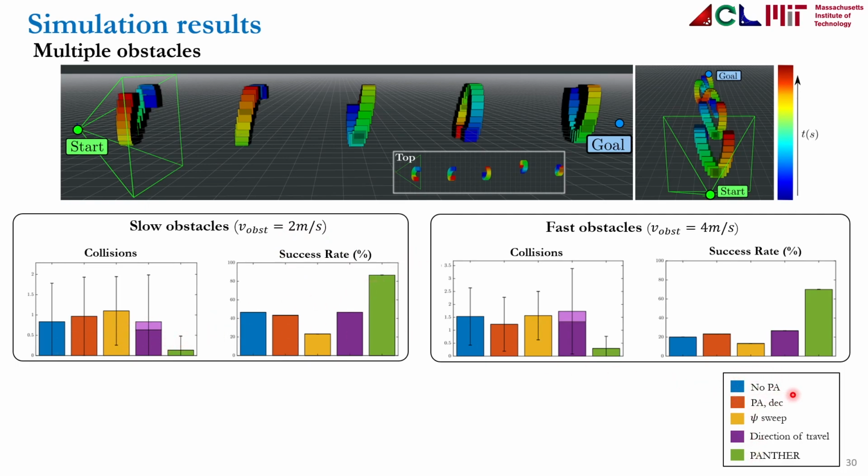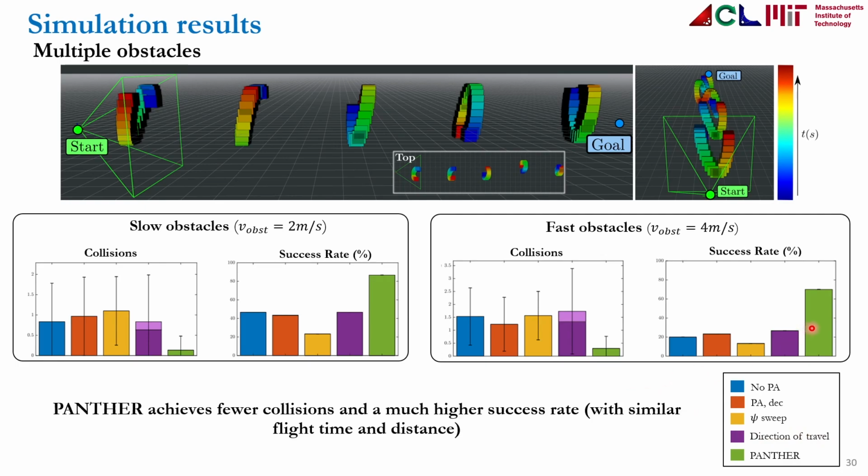In blue, you have approaches that are not perception aware. In orange, you have approaches that are perception aware but decouple translation and yaw. In yellow, you have approaches that perform a sweep in the yaw angle back and forth. And then in purple, you have an approach that makes yaw such that the UAV points to the direction of travel. And in green, you have PANTHER, which is our algorithm. So as you can see, PANTHER is able to achieve fewer collisions and a much higher success rate, while achieving a very similar flight time and distance.